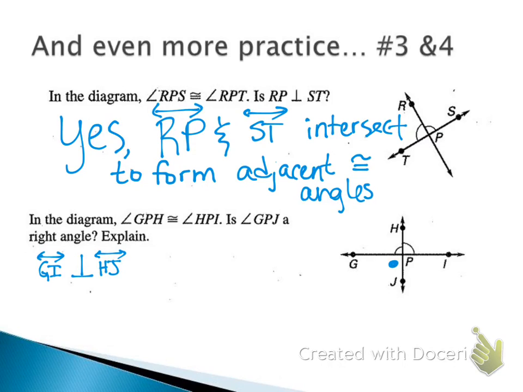What do we then know about perpendicular lines? What kind of angles do they form? They form right angles. Perpendicular lines form right angles. So therefore, angle GPJ is a right angle. So we could have started out with a yes and then given our explanation after.